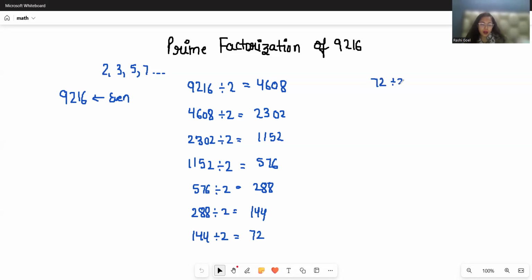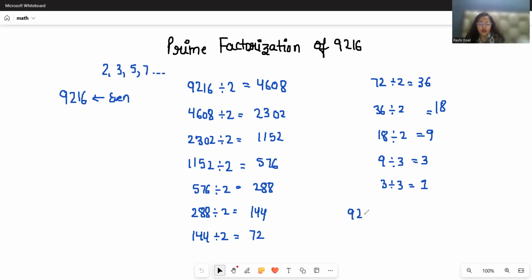72 divided by 2 gives 36. Again an even number. 36 divided by 2 gives 18. 18 divided by 2 gives 9. Now 9 is odd, so it can be divisible by 3. 9 divided by 3 is 3. And 3 divided by 3 is 1. So the prime factorization of 9,216 is 2 to the power 10 times 3 to the power 2.